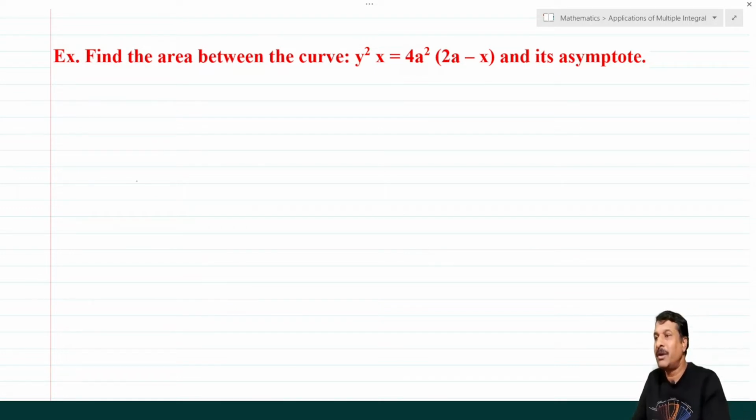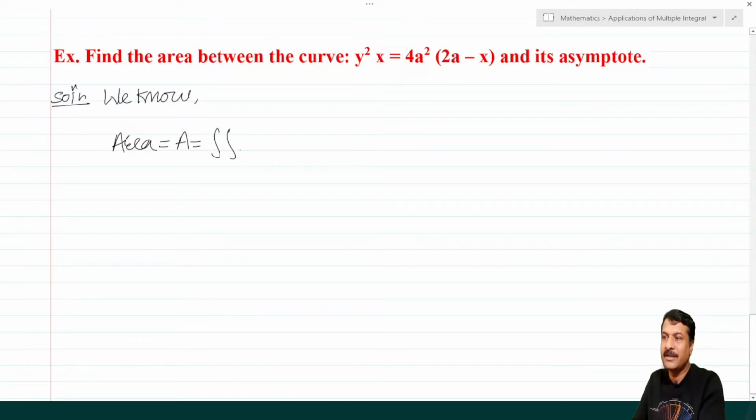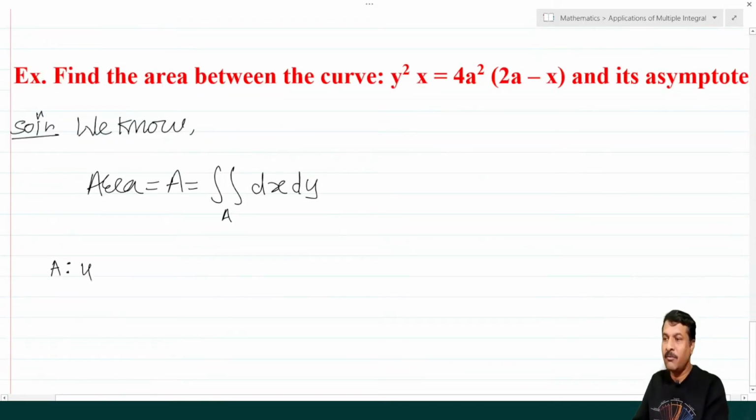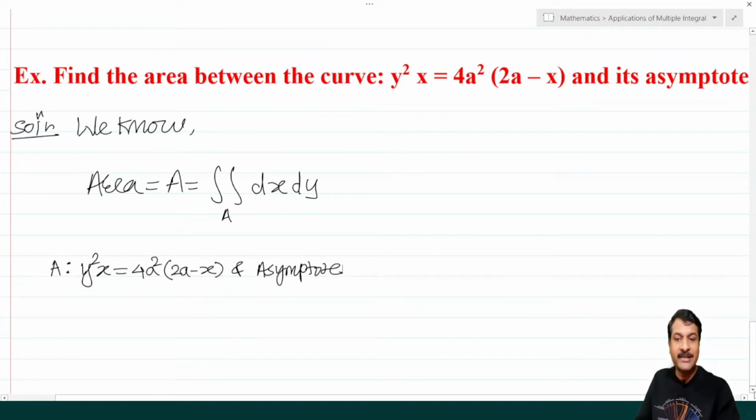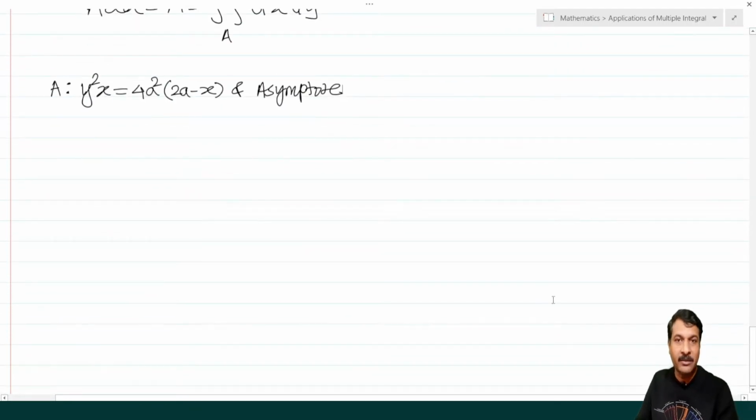So here what we want to find is area, it is a Cartesian curve. So we know the formula. What is the area? Double integration dx dy over area A, and this area A is bounded by the curve y square x equal to 4a square into 2a minus x and its asymptote. Note that here it is not a curve tracing part. So roughly, even if I only get what type of curve it is, that is sufficient.